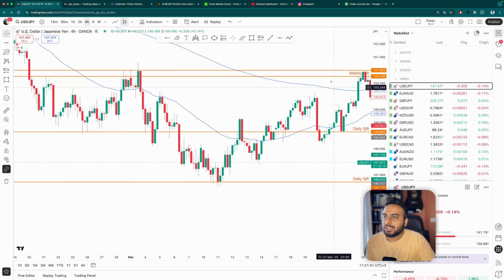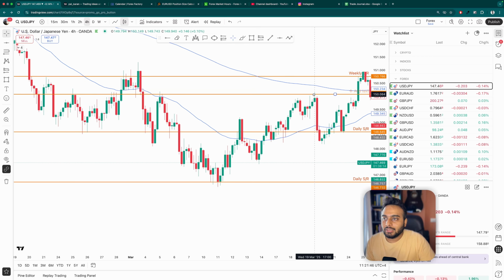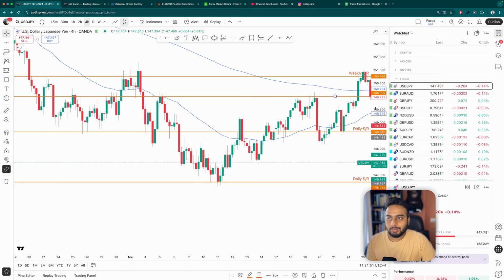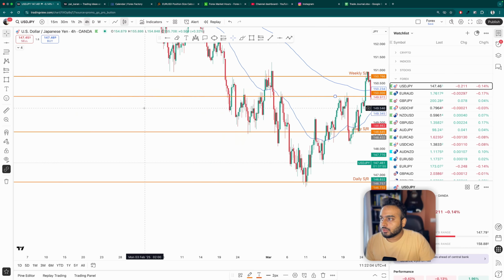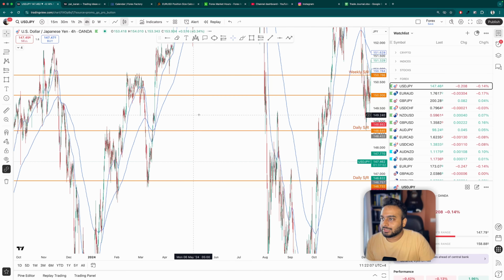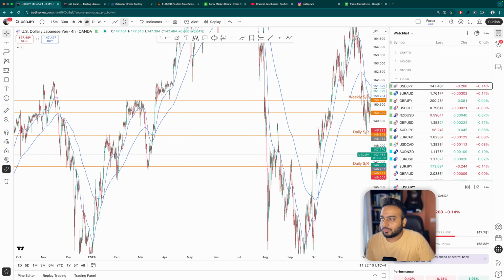And now you might be thinking this is 151. Imagine what 150 can be, right? So now this is the 150 level, which is a better psychological level. By psychological level, I mean humans love these numbers. We love 150, 1.5. We love prices like 152, complete whole numbers, right? So now let's look in history at how price has reacted towards 150.